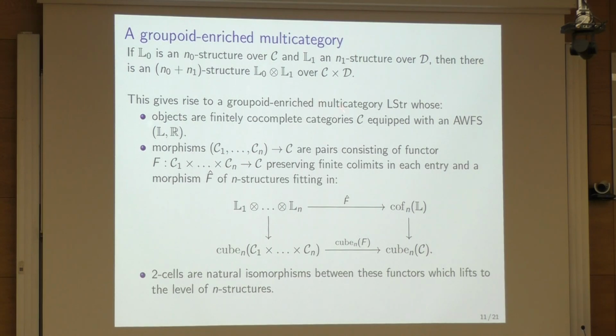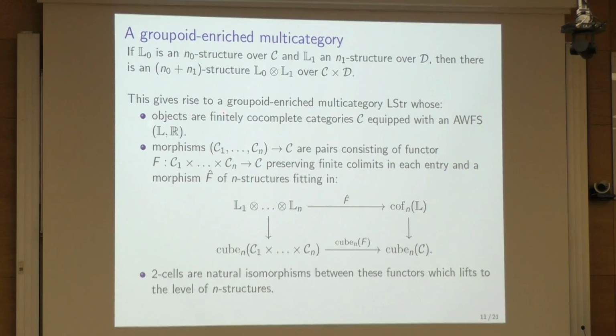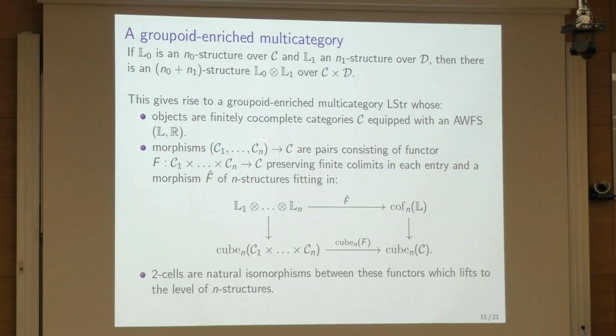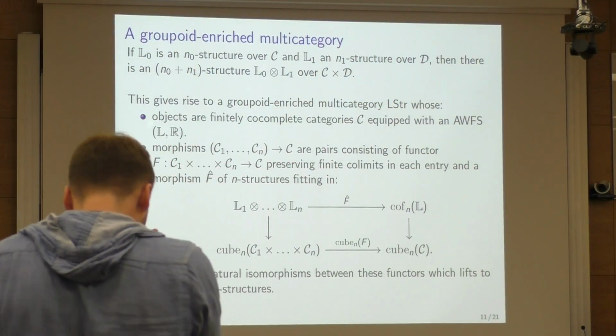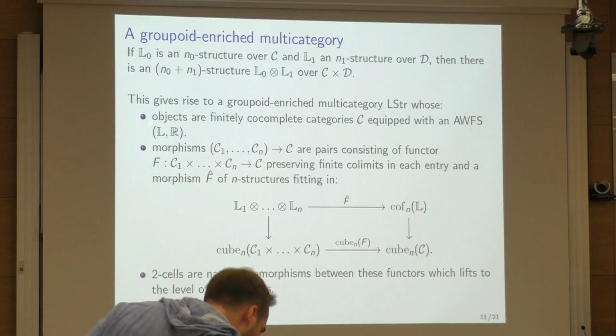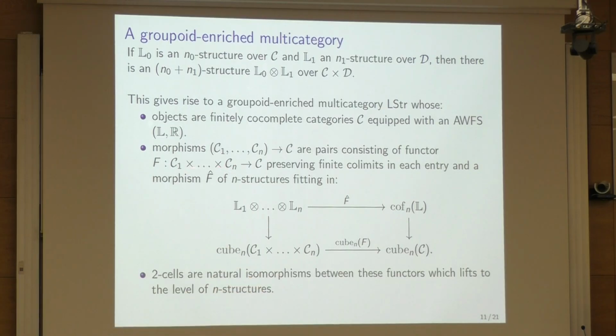So what is this multi-category, or rather, let's say, a group-enriched multi-category? The objects are finitely cocomplete categories equipped with an algebraic weak factorization system, and then a morphism from this n-tuple to C is a pair consisting of a functor from C1 times ... times Cn, this n-fold product, to C, which possesses finite colimits in each entry.